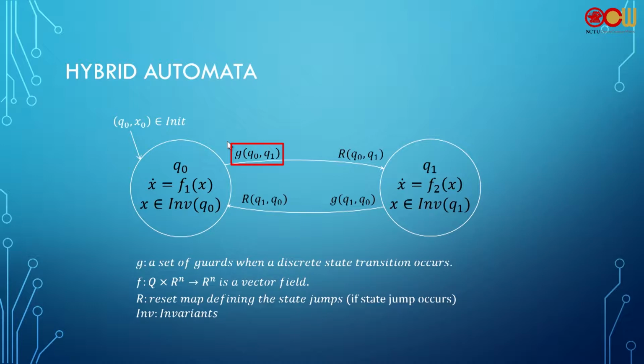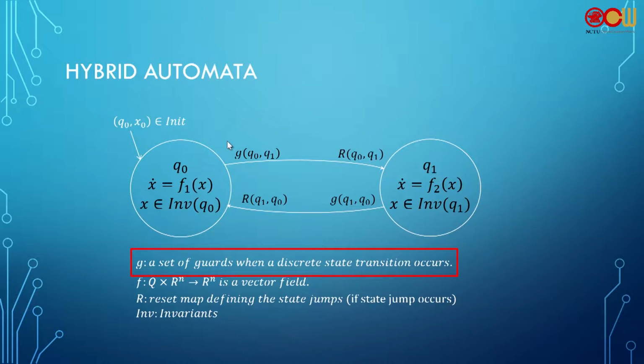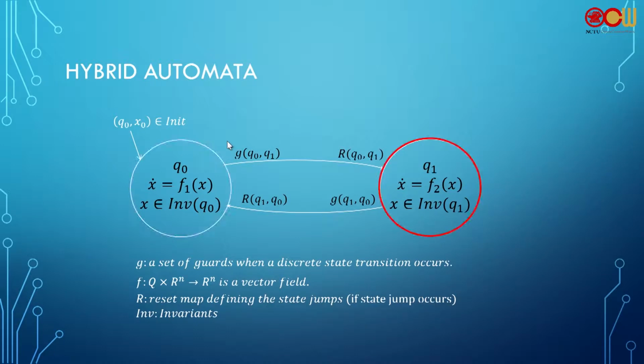G is a function of Q0 and Q1. Under some conditions, when this function satisfies some condition, it will switch from Q0 to Q1 or from Q1 to Q0. This condition is G, and there's another G that switches from Q1 to Q0. G is what we call the guard or guidance map, which determines when the discrete state transition occurs. Discrete state means Q0 and Q1, and X is a continuous state.